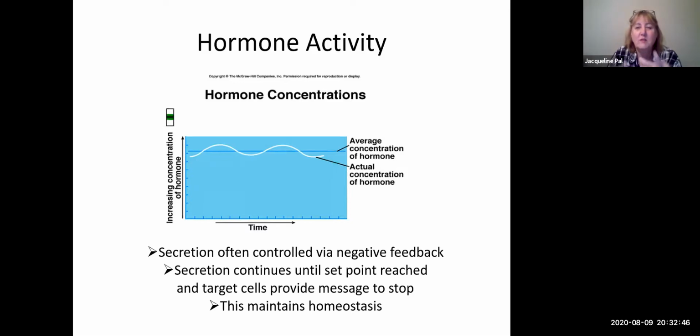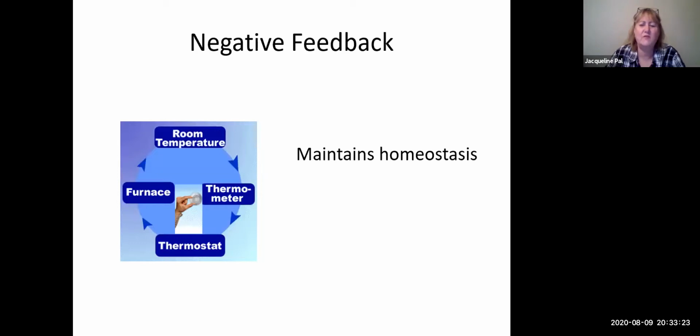And so most of the time, this is going to be controlled by a process called negative feedback. And the concentration that we want is called the set point. Once we have reached that set point, which is the equivalent of 98.6 for temperature, we're going to get a message to stop. But in the meantime, production will go up above it a little bit. And then we get the message to stop. And then we start dropping below. When we're below the set point, then we get the message to start making some more. And this is how homeostasis is maintained. So let's review negative feedback for a second.